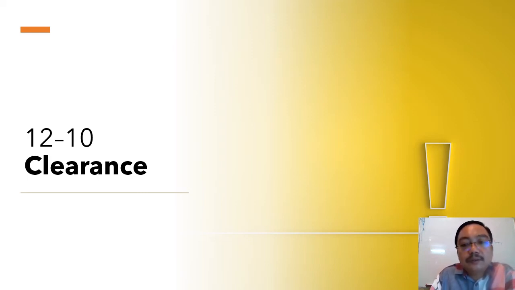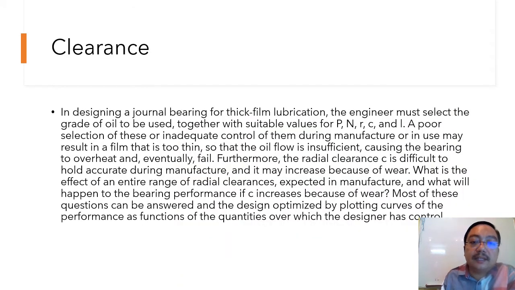In today's video, we are going to talk about clearance from the Shigley Mechanical Engineering Design book. Okay, so what is a clearance? In designing a general bearing for thick lubricant film, the engineer must select the grade of oil to be used together with suitable values for P, the load, for the revolution, for the R, the radius, the C, the clearance, and the L is the length of the journal.